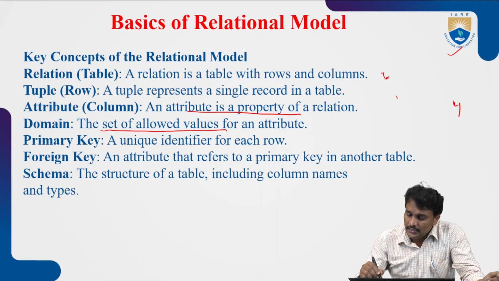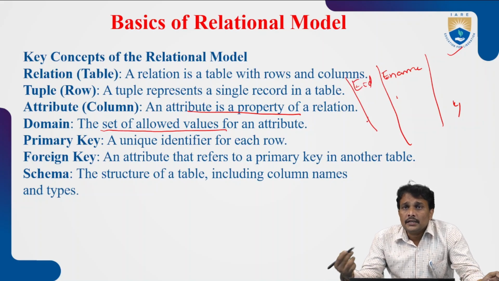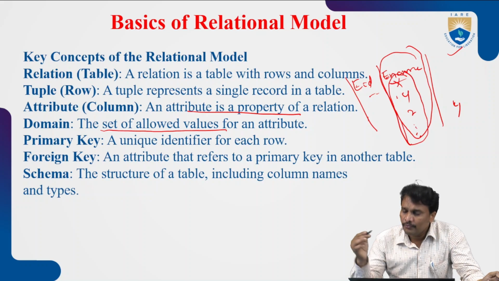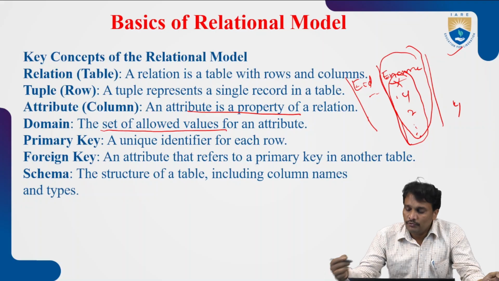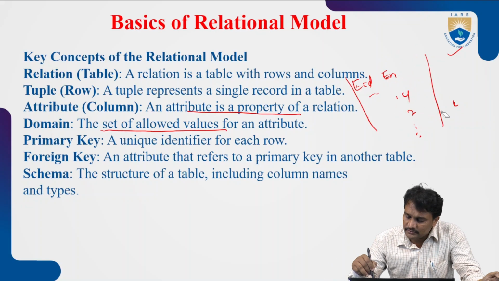Suppose E-name is an attribute. E-ID is also an attribute. The set of allowed values for an attribute: it has some set of values, like X, Y, Z, etc. This set of values for the attribute is called the domain.